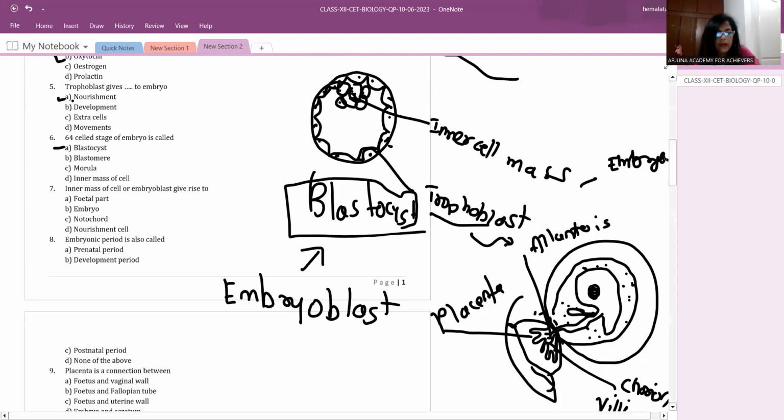Embryo. Therefore, the trophoblast forms the outer embryonic membranes, and the inner cell mass forms the embryonic tissue, or the embryo. Right? So the answer should be embryo, option B.